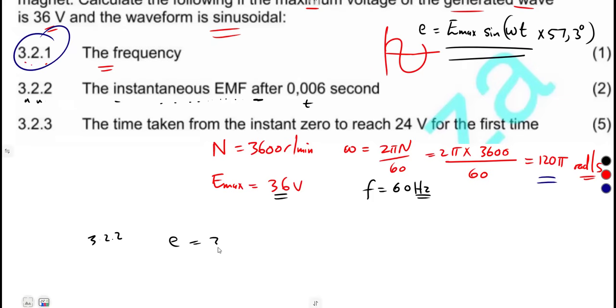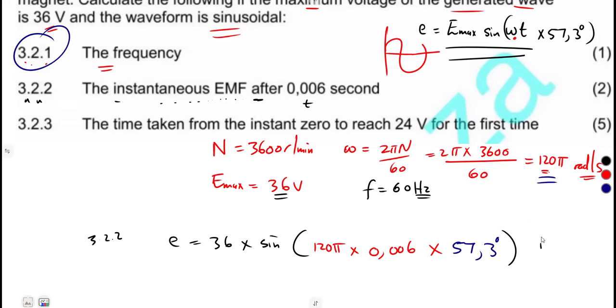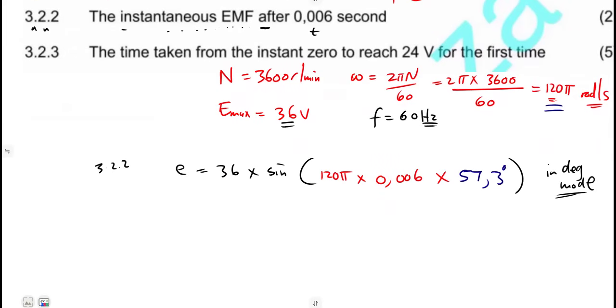E max, that's 36 times the sine of omega t. Omega here is 120, so 120 pi times the time, which is the one that we are given, 0.006, times 57.3. The 57.3 degrees is for you to use your calculator in degrees. So you use your calculator in degree mode as it is. You do not change it to radians, all right? So you press your calculator as it is.